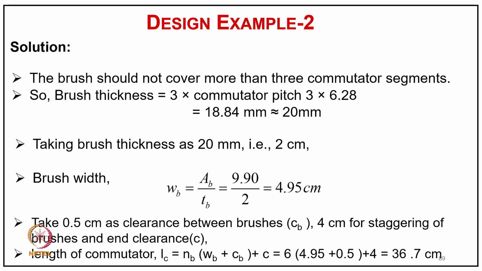Now the brush should not cover more than 3 commutator segments, so the brush thickness is 3 into commutator pitch, that is 3 into 6.2, so 18.86, around 20 millimeter. Taking brush thickness of 20 millimeter or 2 centimeter, the brush width is W_B equal to A_B upon T_B, so it comes to 4.95 centimeter. Take 0.5 as clearance between brushes, so 4 centimeter for staggering of the brushes and clearances. So the length of the commutator L_C equal to N_B (W_B plus C_B) plus C, that becomes 36.7 centimeter.